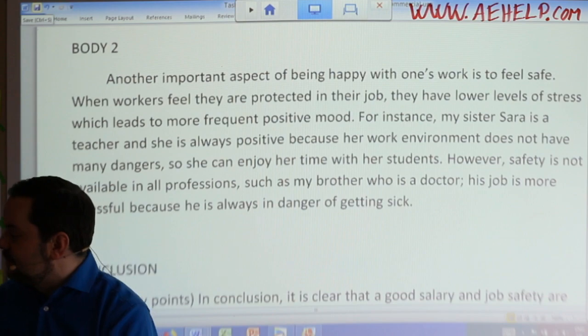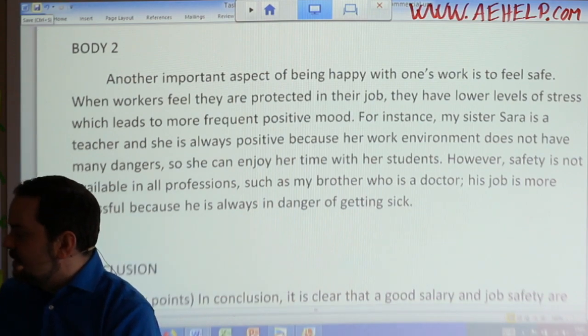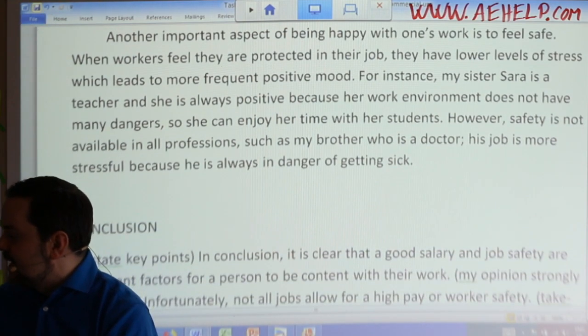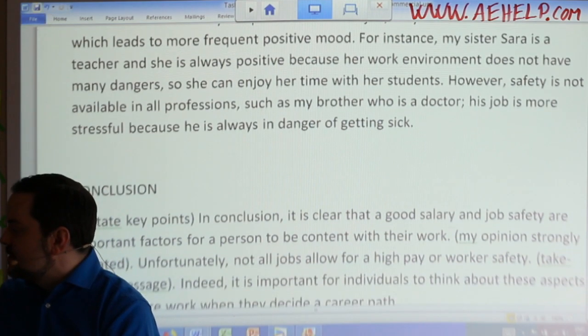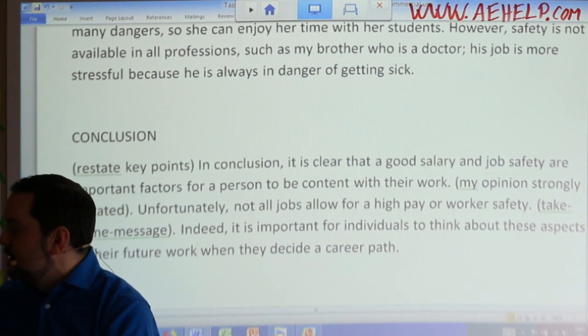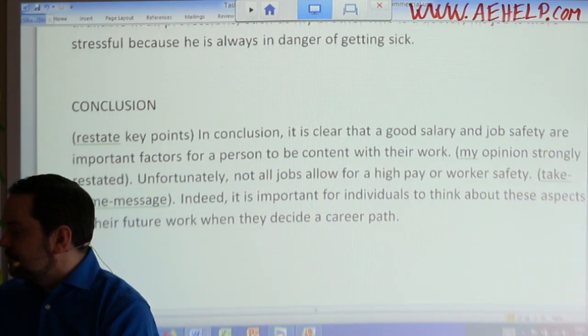Another important aspect of being happy with one's work is to feel safe. When workers feel they are protected in their job, they have lower levels of stress, which leads to more frequent positive mood. For instance, my sister Sarah is a teacher, and she is always positive because her work environment does not have many dangers, so she can enjoy her time with her students. However, safety is not available in all professions, such as my brother who is a doctor. His job is more stressful because he is always in danger of getting sick.